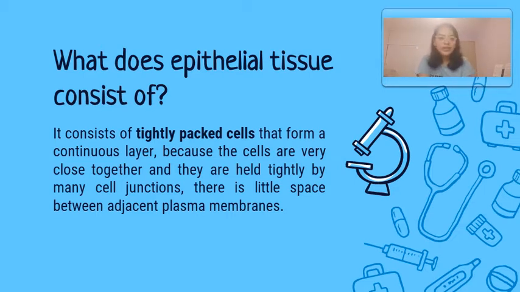It is mainly a bunch of cells that are strongly tied together and they form a continuous layer. Because the cells are very close to each other, they are held tight by many cell junctions. This means that there is only a little space between the adjacent plasma membranes.